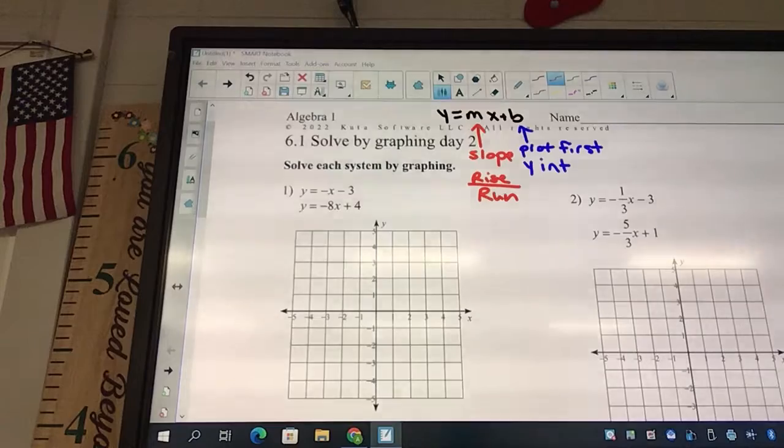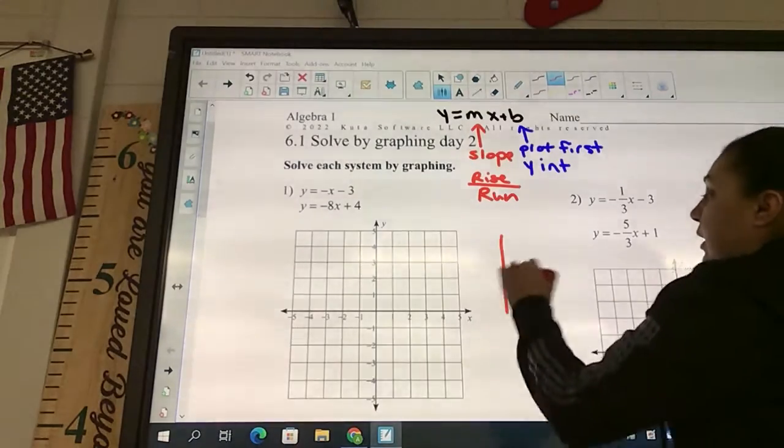The key for today is that the y has to be by itself. So if it's not, you've got to rearrange stuff. And then obviously we have a positive and negative slope.